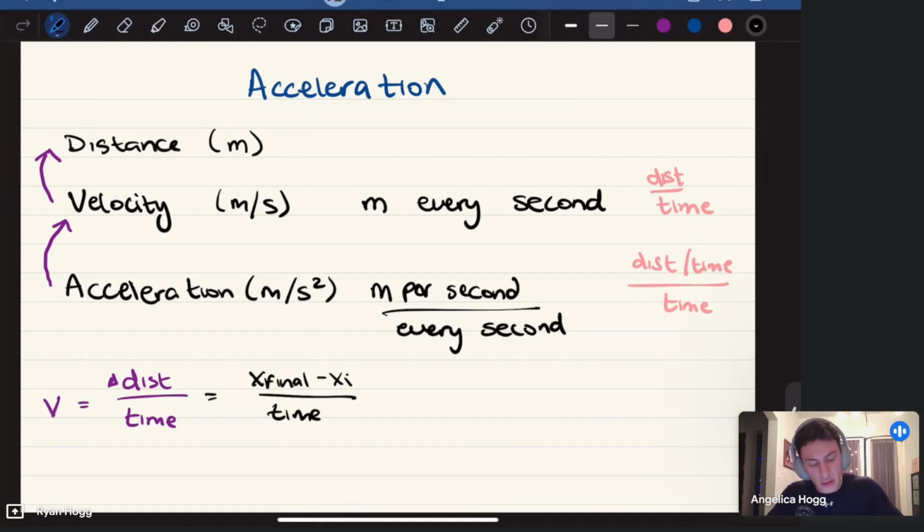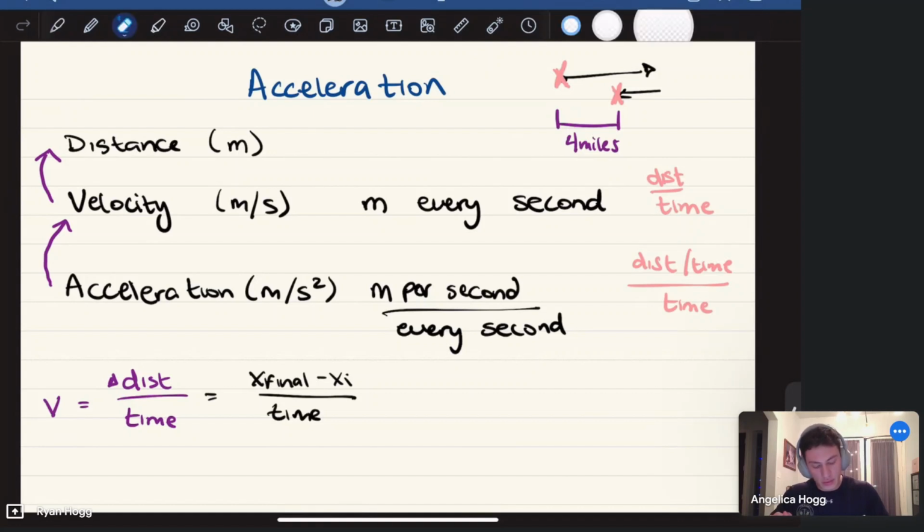So remember how we had the little guy, he ran this way, then he ran back. We would say that the initial position was right here at the start, final position is right here. So his displacement or his distance final minus his distance initial was in that example 4 miles. So you'd plug in those numbers into the formula on the bottom, and you'd plug in your time, and that's how you get your velocity.